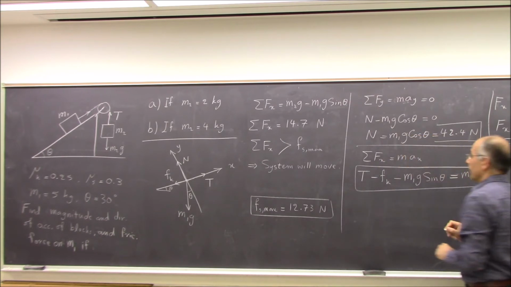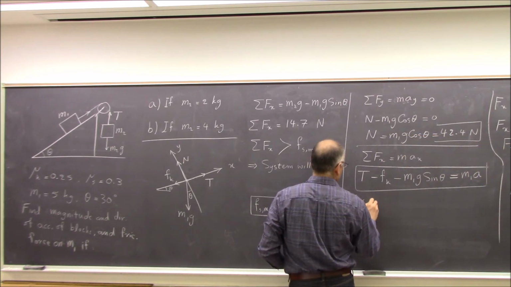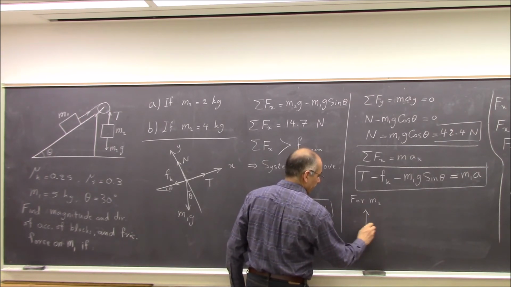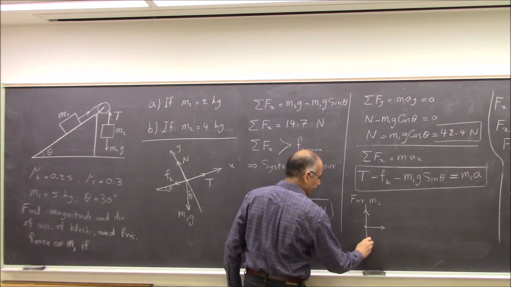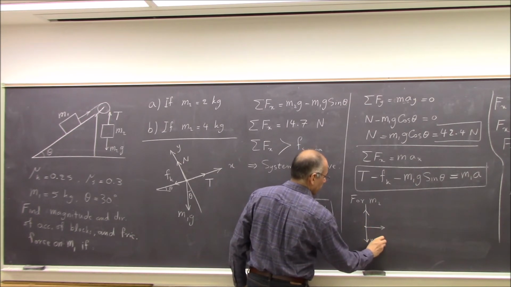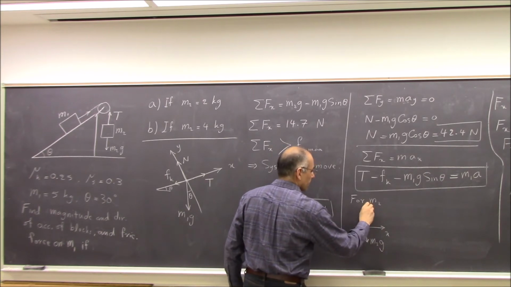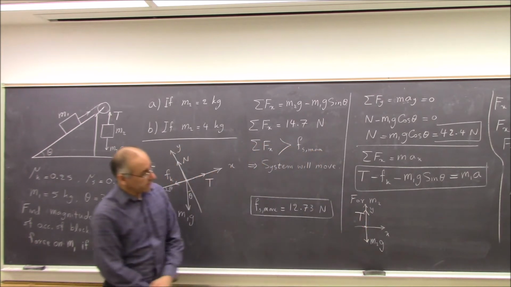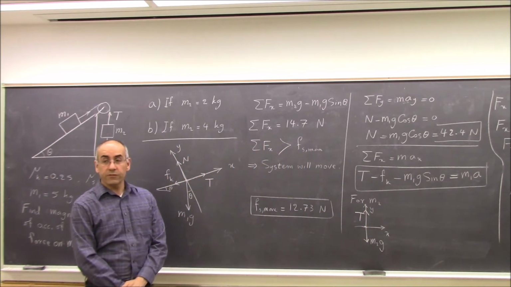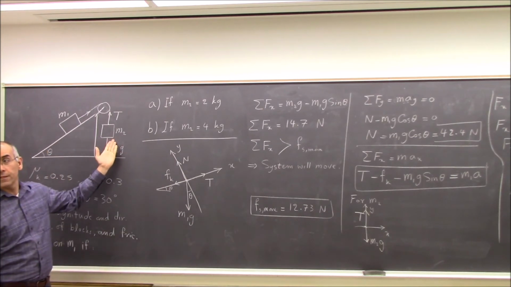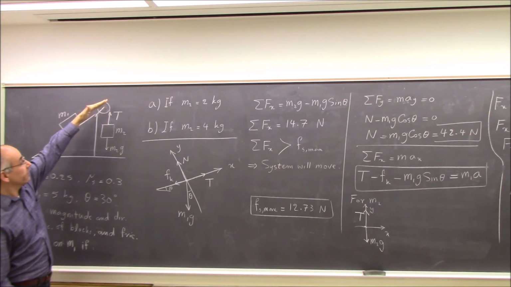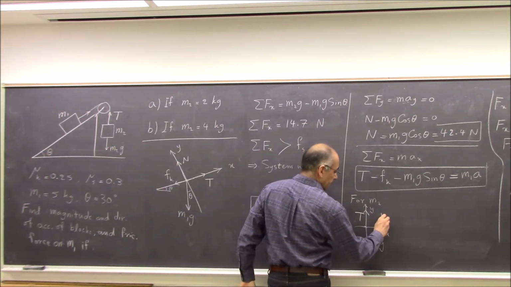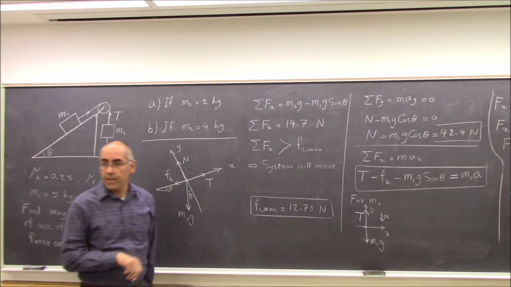We keep it. For M2, we have a free body diagram like this. Tension force up, x and y, and M2g down. Right? This is tension and M2g. And which direction is the acceleration of M2? If M1 is accelerating in the x direction, M2 will accelerate in the negative y direction, right? So the acceleration will be this way, the same magnitude but downward.